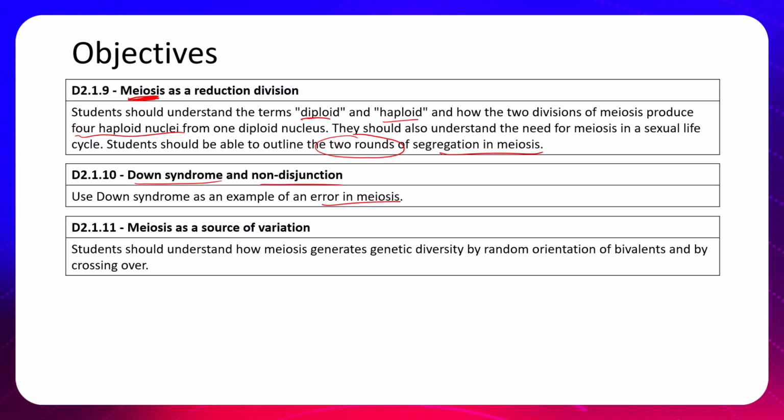And D2.1.11 talks about meiosis as the source of variation in sexually reproducing organisms. So, students should understand how meiosis generates genetic diversity by random orientation of the bivalents and by crossing over. So we're going to talk about independent assortment and crossing over and how both of those affect meiosis's ability to produce genetic variation in sexually reproducing organisms.